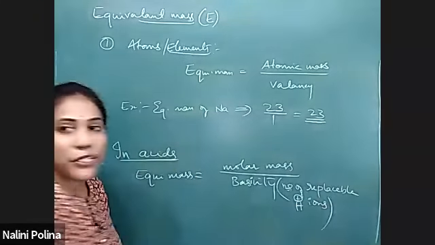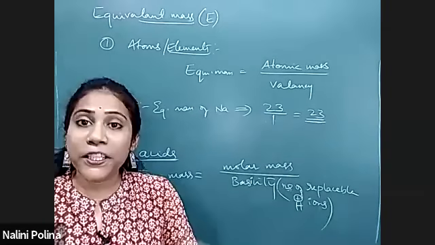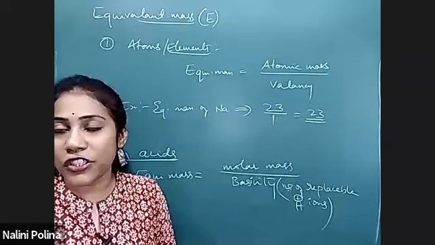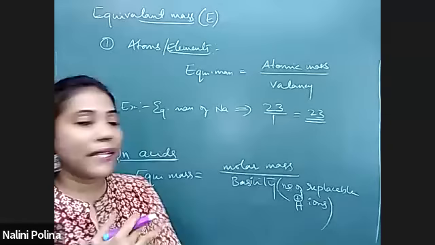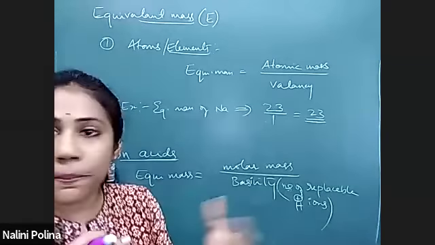Acids always have H plus ions. They give H plus ions, right? So how many H plus ions they can give during a reaction? That is what we mean by basicity. Okay, so in one reaction, an acid always gives H plus ions.